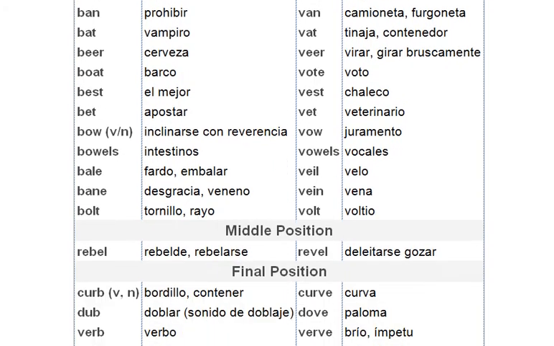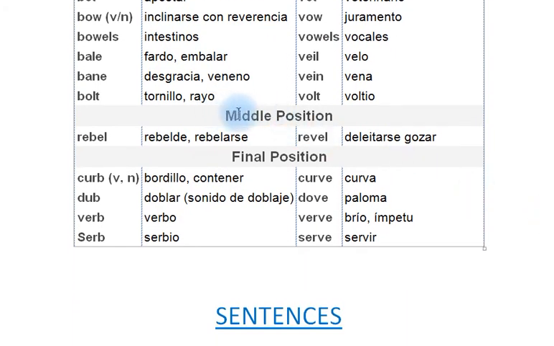Wonderful. So now let's take a look at the words where the sound is used in the middle position. Rebel, revel. Very different. And finally, in the final position, curb, a clear B, and then curve, a V, not an F. Curve. Dub, dove. Verb, verve. Serb, serve. Wonderful.